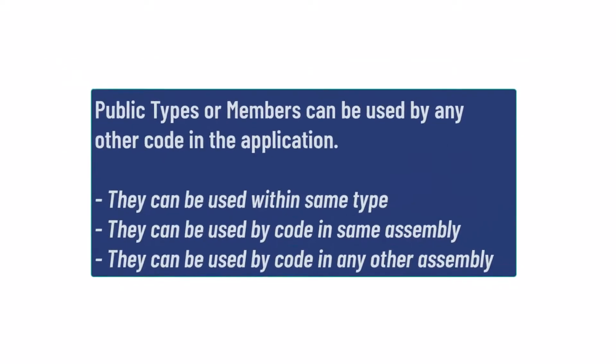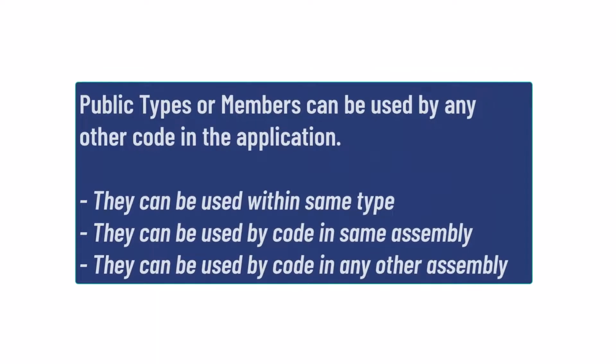Now let's see who can consume public types and public type members. Public types and public type members can be accessed from within the same type. They can also be accessed from any other type, regardless of whether that type is part of the same assembly or not. When a top level type is marked as public, it can be used within the same assembly or it can also be used in some other assemblies.